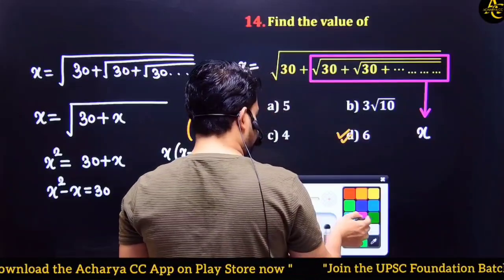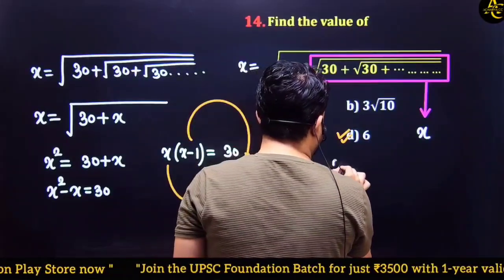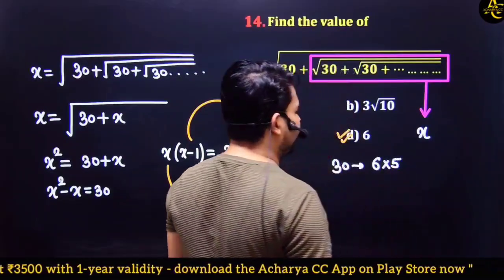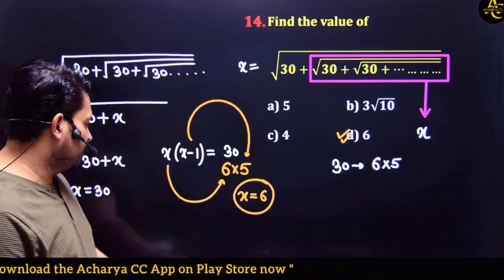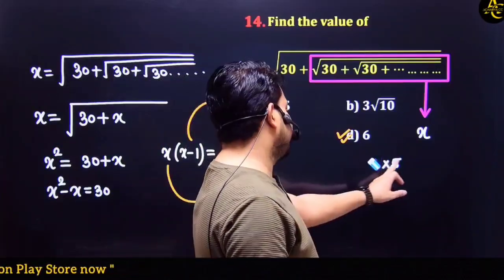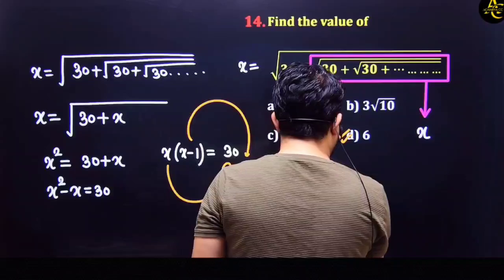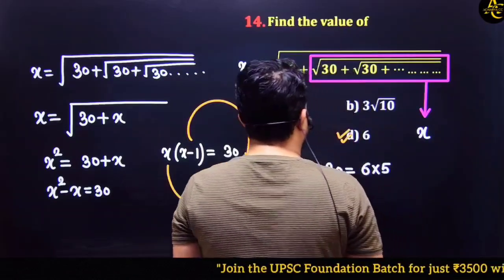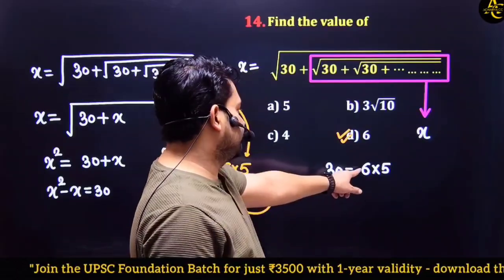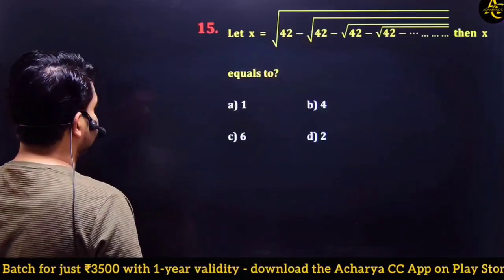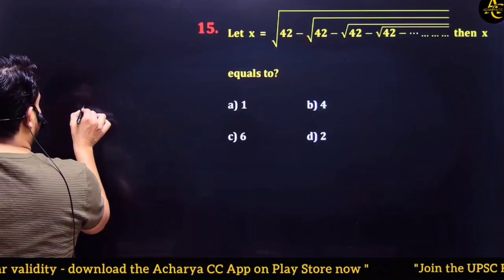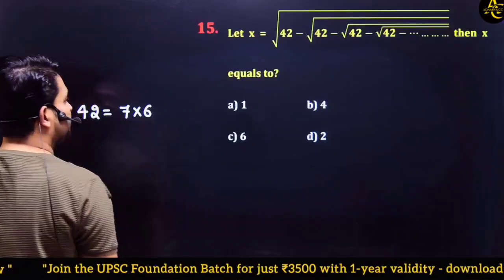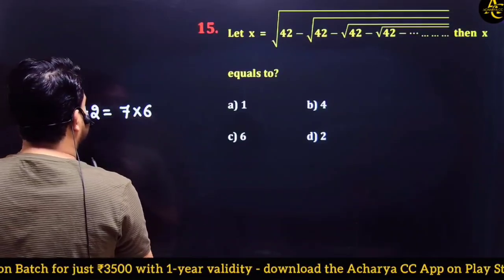How will you solve this question? There is a method. If this is 30, then you will break it into two numbers whose difference is 1. If there is a plus sign in between, then 6 will be the answer. And you can write 42 as 7 into 6, and if there is a minus sign between, then you will write your answer as 6.